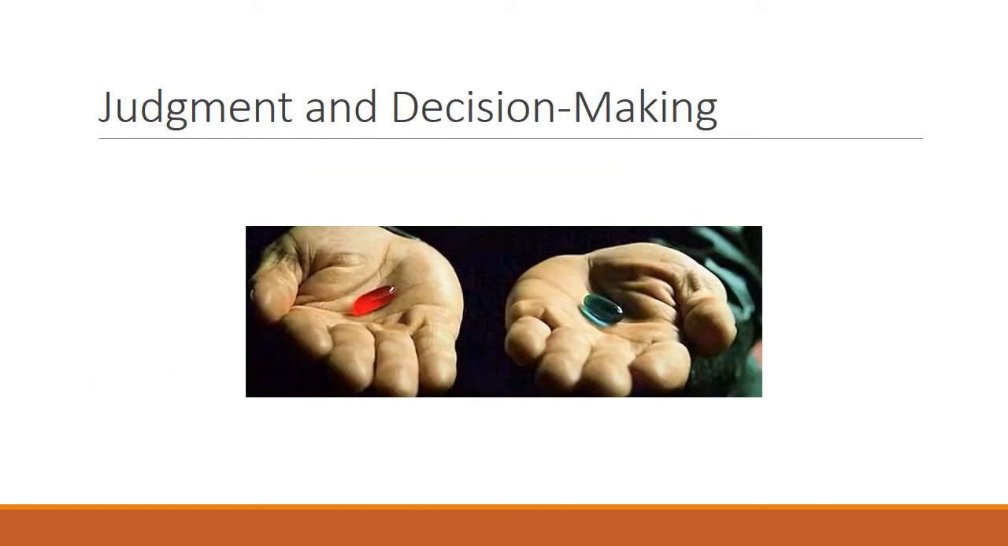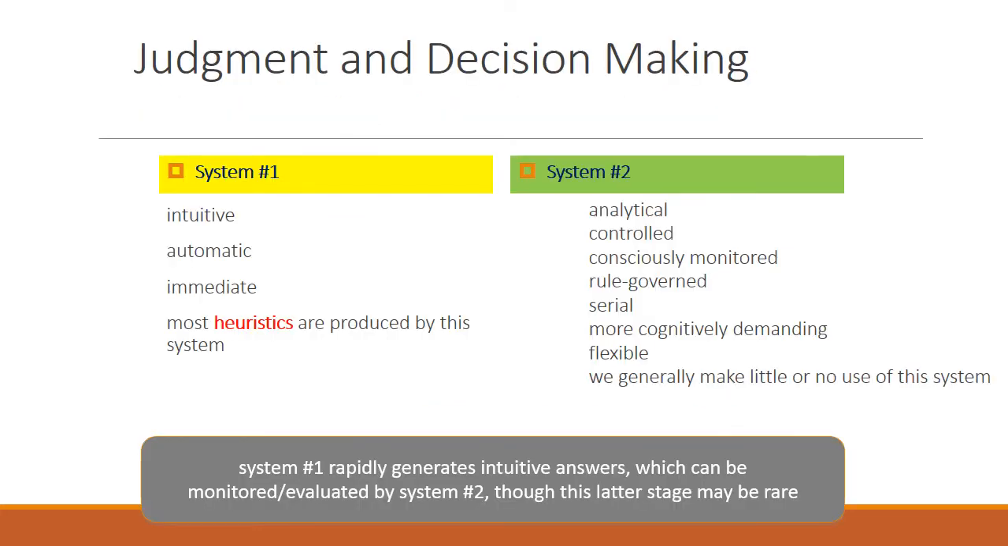Okay, so first let's talk about judgment and decision making. So in general, we talk about these two different systems, or this two-system view we have when making judgments or decisions. So we want to say System 1 rapidly generates intuitive answers, which can then be monitored or evaluated by System 2. Although System 2 might be rare, and in some instances we depend solely on our System 1 processing. So System 1 might be intuitive, automatic, and immediate. So we'll get into this in a little bit further detail, but most heuristics are produced by this system.